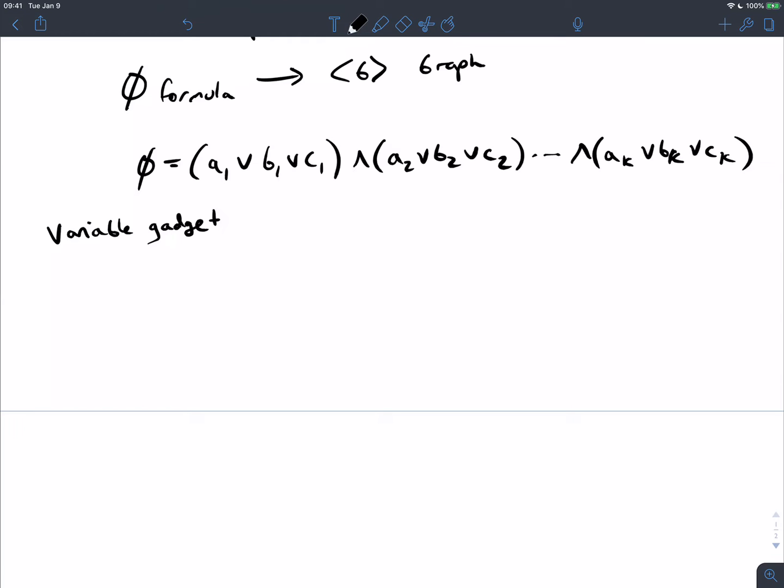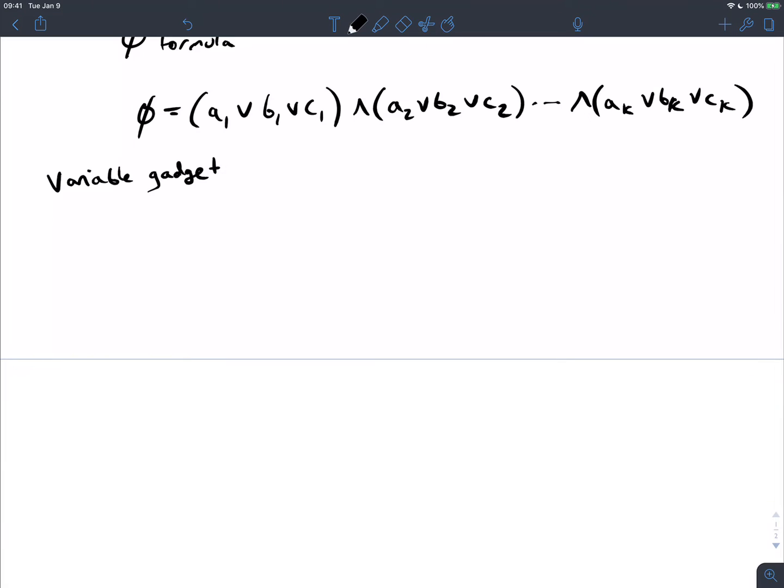And there are many ways we can make a variable gadget here. This is not the only way that you can do it, but this is the more straightforward way. Remember, we still have to connect the variable gadget up to whatever clause gadget we think of. So the way we're going to do this is, let's say we're talking about the A1 variable. Then we're going to have a vertex at the top, and then 2 directed paths down to 2 vertices.